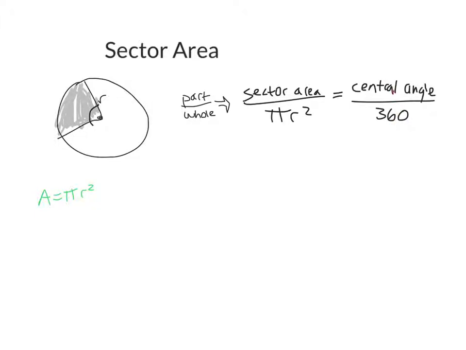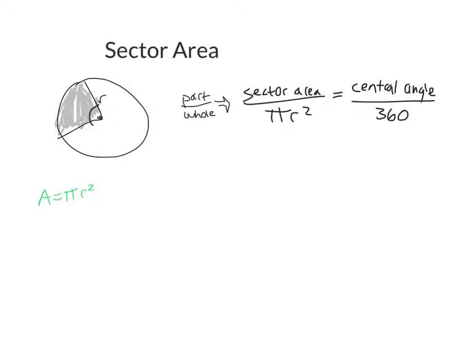Notice how this piece of this equation is the exact same piece as in the arc length equation. The only thing that's different is this formula. With the arc length, this was the circumference, and with the sector area, this is the area. But it's still the part over the whole, right? So it's very logical, okay?